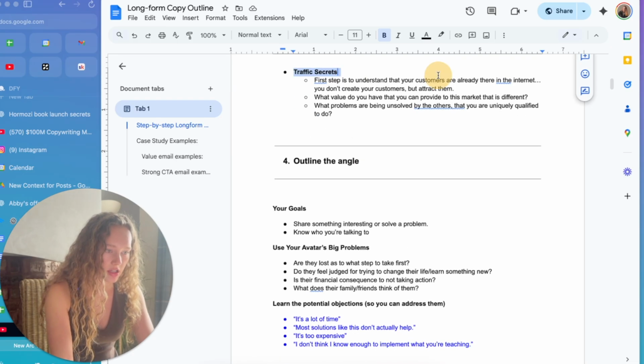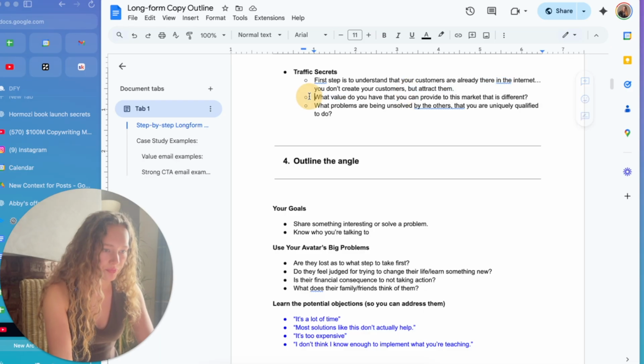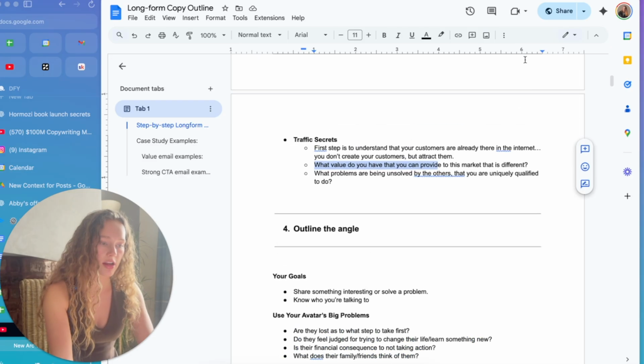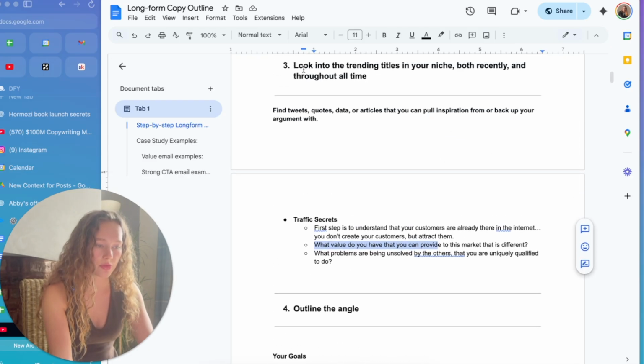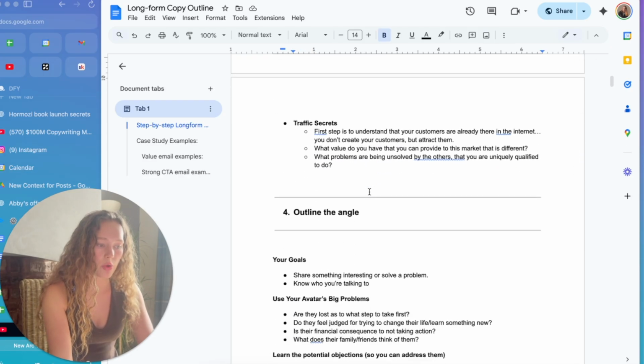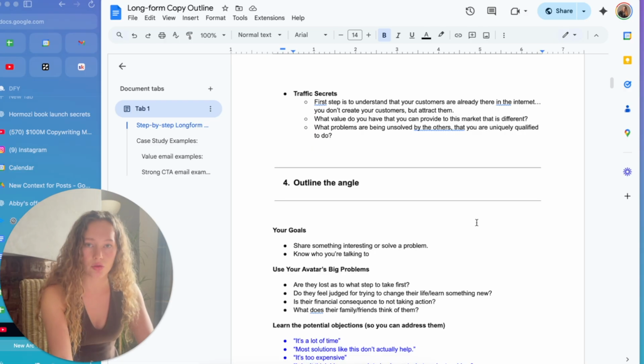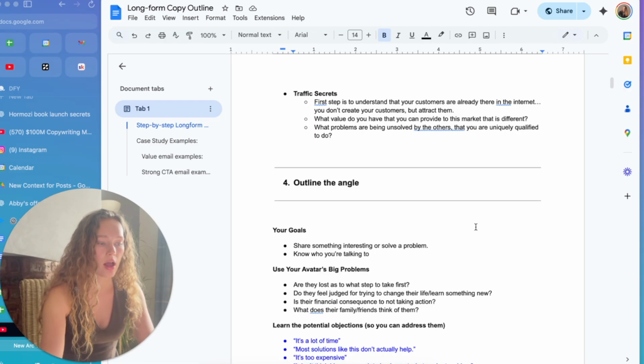First step is to understand that your customers are already there. They're already on the internet. You're not creating them, you're attracting them. All right, what value do you have that you can provide to this market that is different? So, right, you're looking at all these trends, you're looking at other people in your niche, but then you want to go and find something different that you can give them, something that's unique, something you can add to what your competitors are doing, give a unique angle.